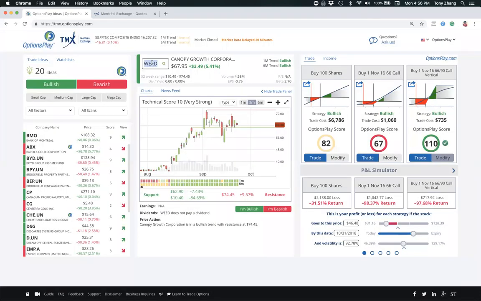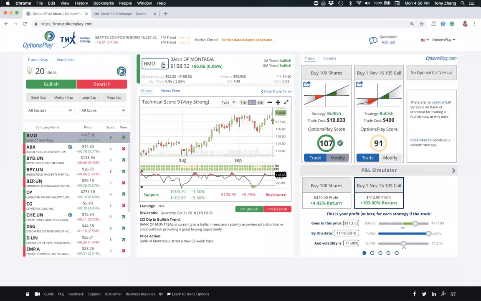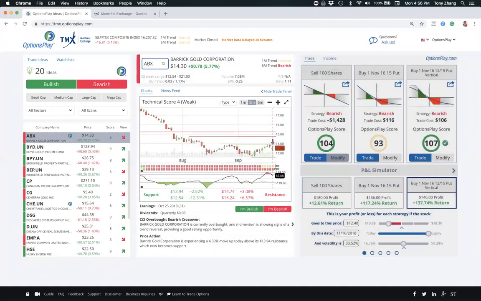So this is just how you can type in any stock and immediately take a look at some option strategies on how to take advantage of a bullish view on an underlying stock. And then what I'm actually going to do is pull up Barrick's Gold as a bearish example. So this is a mining stock. Gold obviously has suffered some severe losses this year. So these mining stocks have not been doing very well at all.